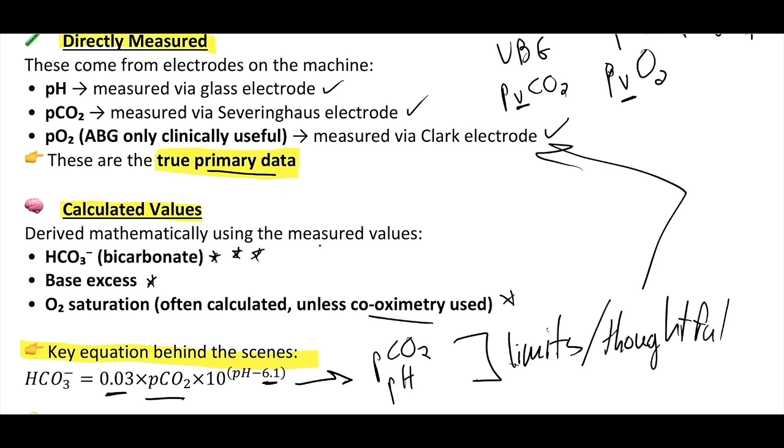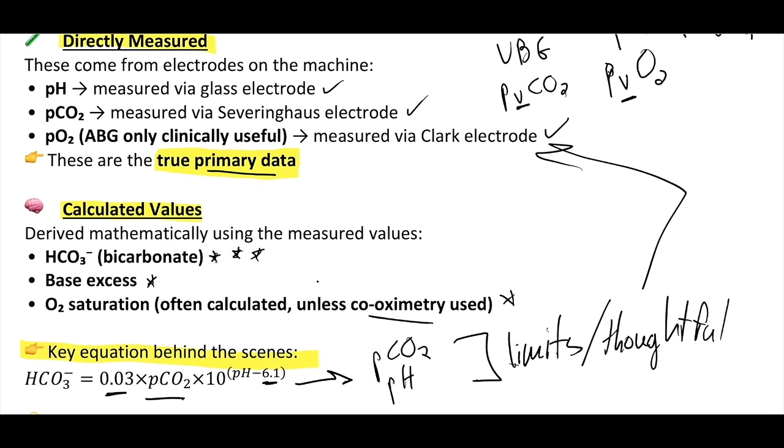So the bicarbonate on the blood gas, in our humble opinion, you can use it, you can think about it, but the bicarbonate on a basic metabolic panel is going to be much more accurate because it's directly measured, whereas the bicarbonate on a blood gas is a calculated value derived from this long equation that uses both coefficients as well as directly measured values like PCO2 and pH.